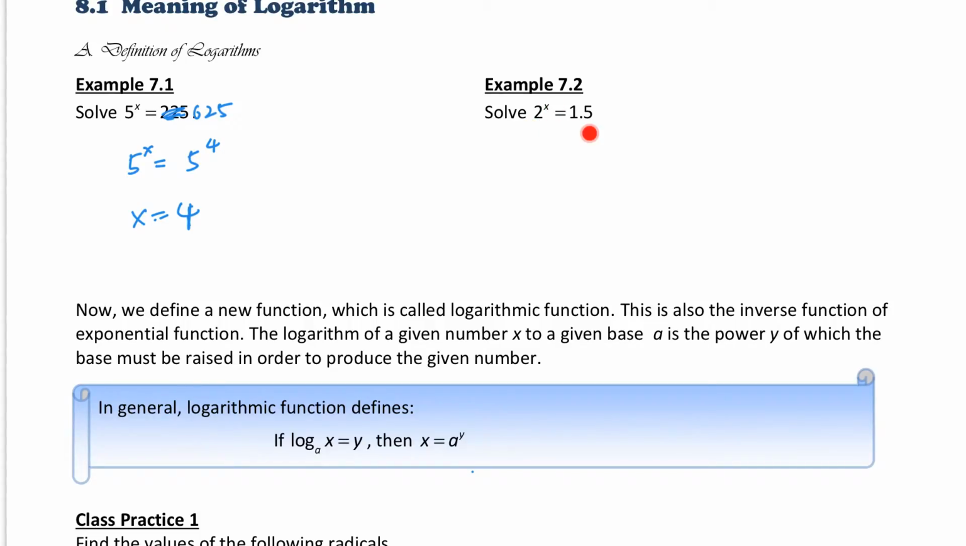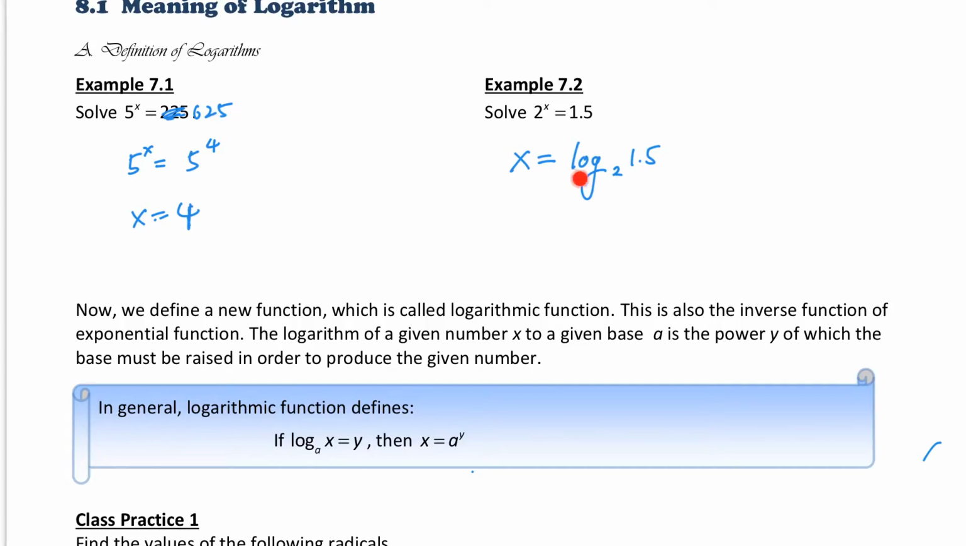How about example 7.2? 2 to the power x is equal to 1.5. How to find x? I would like to introduce a new function which is called logarithmic function. The notation is log. Then x is equal to log 1.5 with base 2. Okay, this is the new function. Remember, if I want to find the value of x, I can use this function.